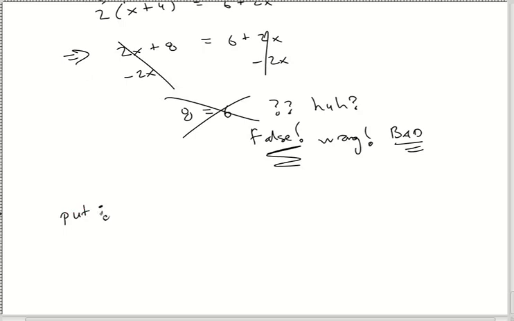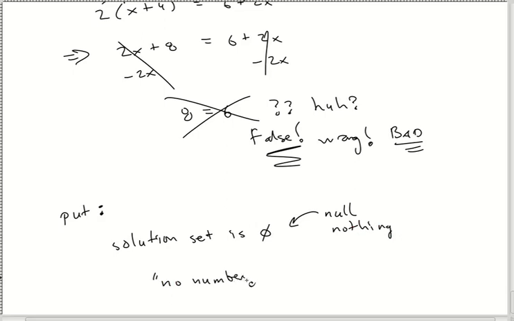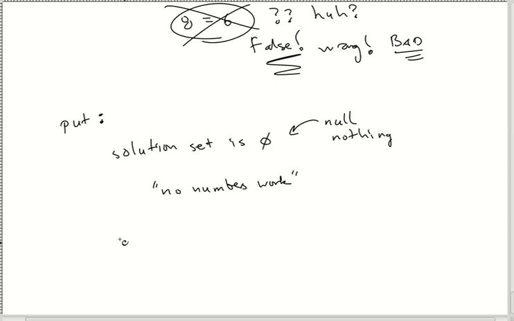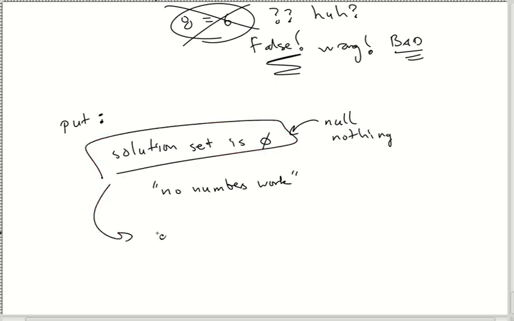Well, that's what you're going to put. You're going to click the solution set is null. Null set is really what it is, but null or nothing. Nothing is another way to say that. There is no answers. No numbers work. I mean, because every time you're going to result in something that's just false. So that's your answer, and then you're going to also have to do inconsistent. That sounds like there's a problem, doesn't it?